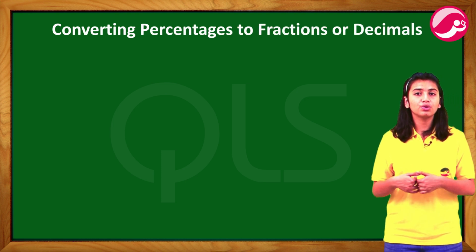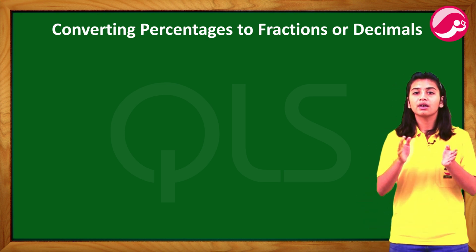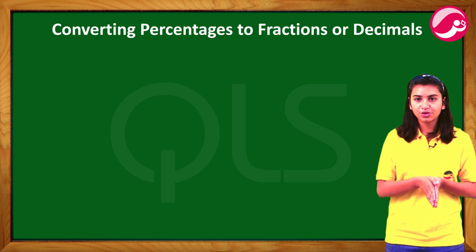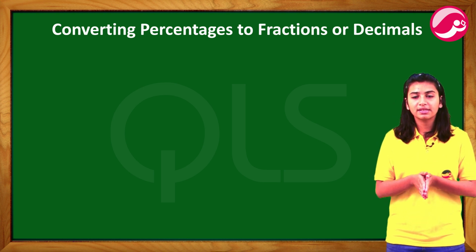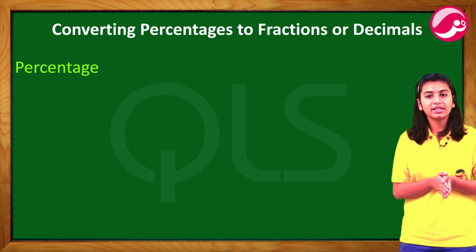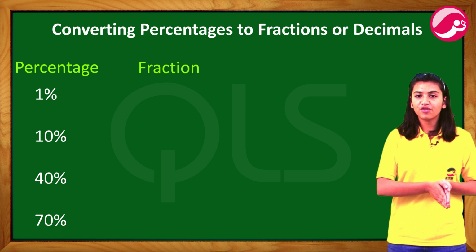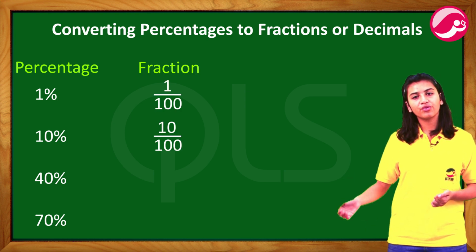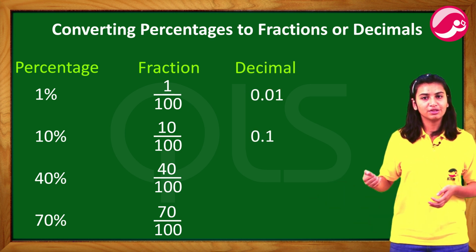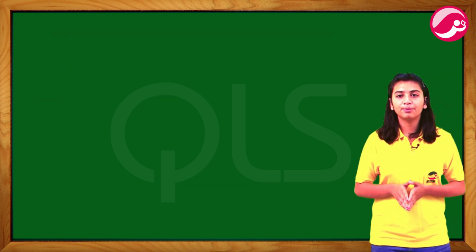Converting percentage to fraction or decimal. Now that we have learned how to convert a decimal into a fraction and then a fraction into percentage, we have to learn vice versa. We have so far converted fractions and decimals to percentage. We can also do the reverse. Given a percentage, we can convert it to decimals and fractions. Now the percentages given to us are 1%, 10%, 40% and 70%. Their fractions will be 1 by 100, 10 by 100, 40 by 100 and 70 by 100. So their decimals will be 0.01, 0.1, 0.4 and 0.7. Easy.